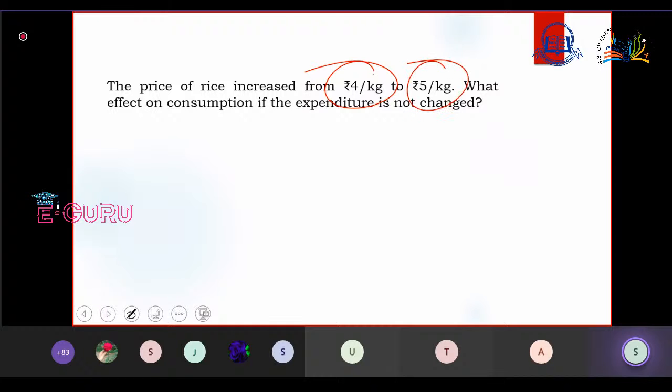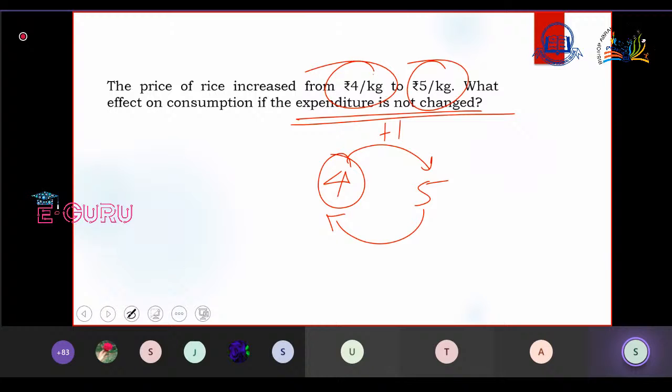Another question. Here it is saying that the price of rice increased from rupees 4 per kg to rupees 5 per kg. Then what effect on consumption if the expenditure is not changed? Again we can use this circular technique. We can say that initially it was 4, now it becomes 5. That means 1 increased, right? Expenditure is not changed, means expenditure remains the same. So we have to make it back to 4, the initial position.